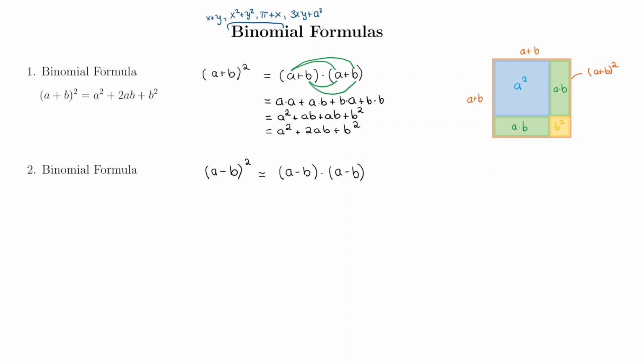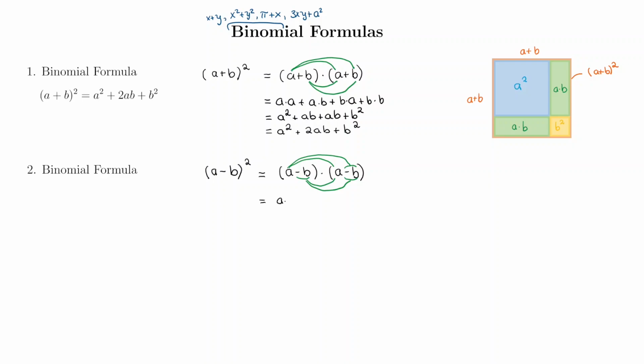Same as here, multiply everybody with everybody. So A with A, with minus B. Please also take the sign here. Then here minus B with the sign times A, and minus B times minus B. Always with the sign. Okay, so what is this?